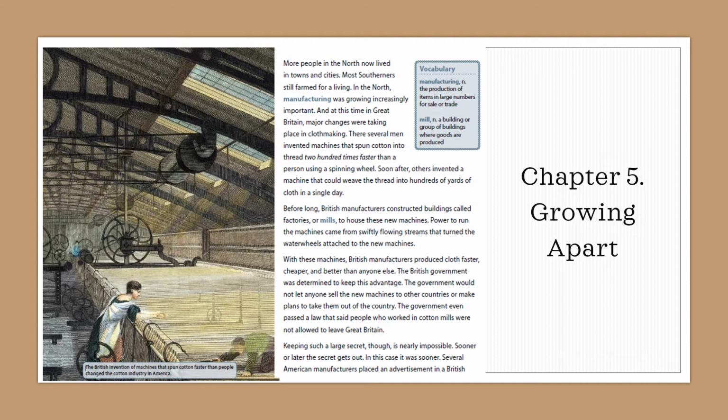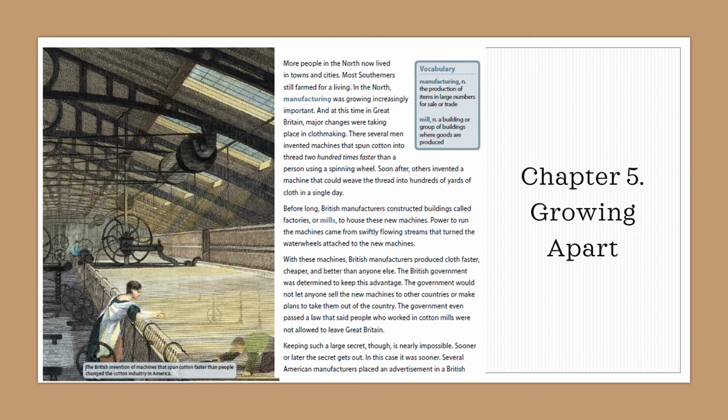Soon after, others invented a machine that could weave the thread into hundreds of yards of cloth in a single day. Before long, British manufacturers constructed buildings called factories or mills to house these new machines. Power to run these machines came from swiftly flowing streams that turned the water wheels attached to the new machines. With these machines, British manufacturers produced cloth faster, cheaper, and better than anyone else.